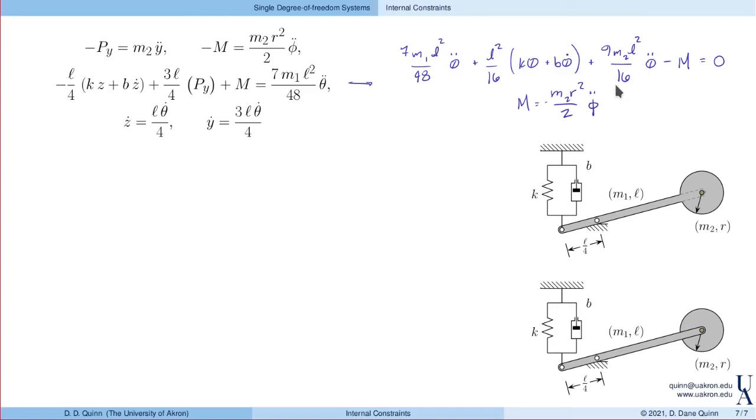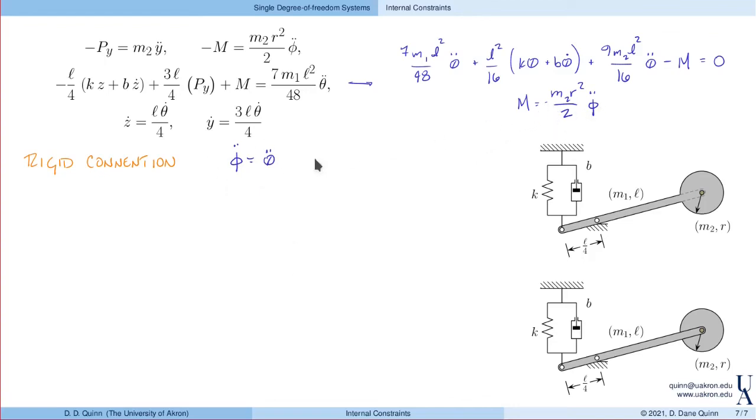Okay, so now finally I'm at a point that I want to distinguish between these two problems. But again, this whole lecture is devoted to looking at the effect of internal constraints. So if we have a rigid connection, well, in that case, we've said that phi double dot is equal to theta double dot. Or really we said phi is equal to theta, but taking two derivatives, we get this.